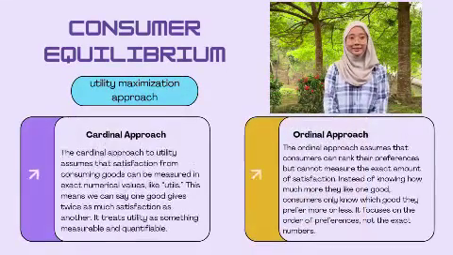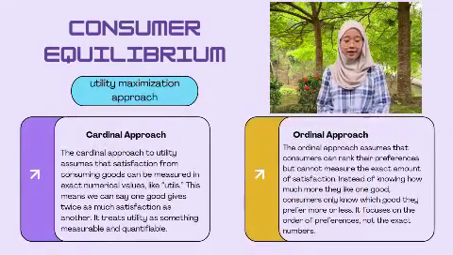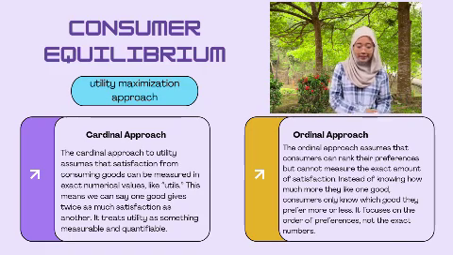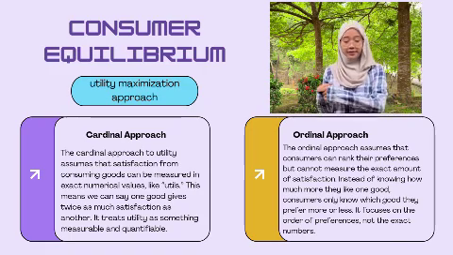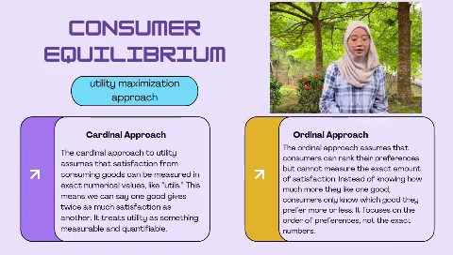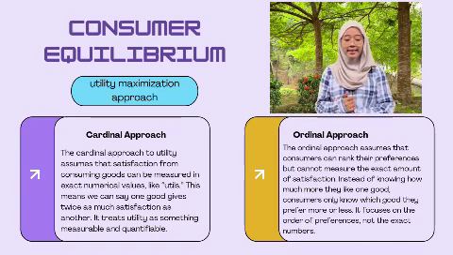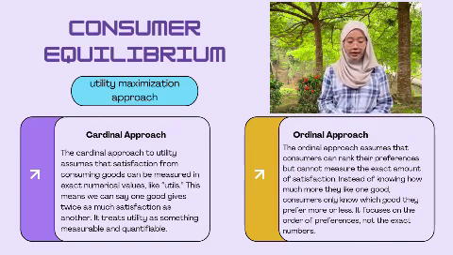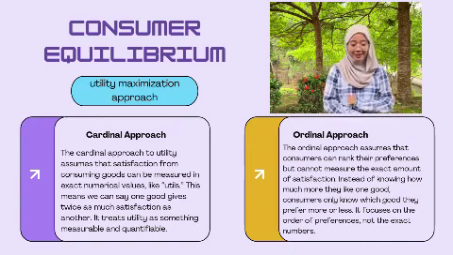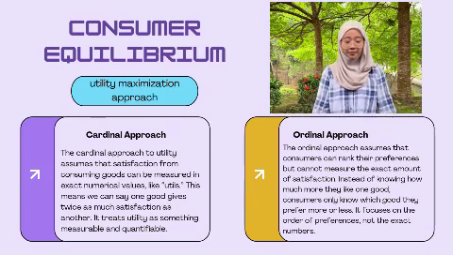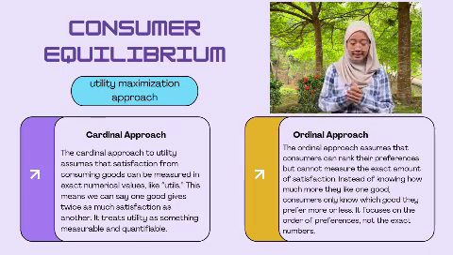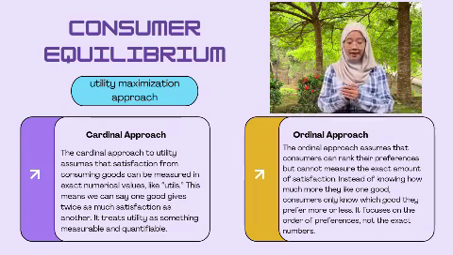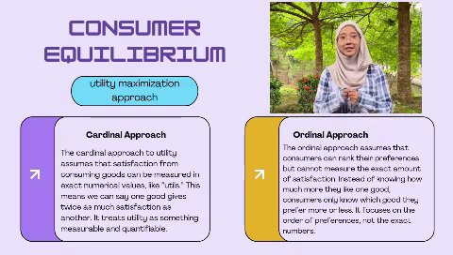Consumer equilibrium. First, cardinal approach. The cardinal approach to utility assumes that satisfaction from consuming goods can be measured in exact numerical values like utils. This means we can say one good gives twice as much satisfaction as another. It treats utility as something measurable and quantifiable.